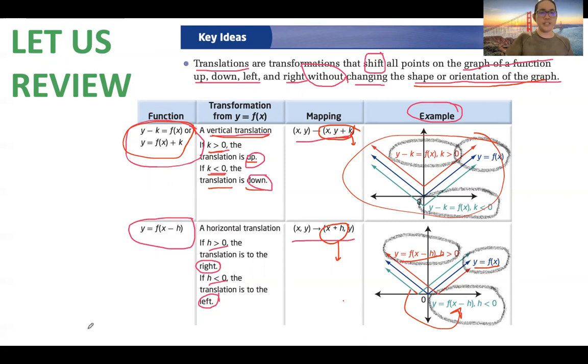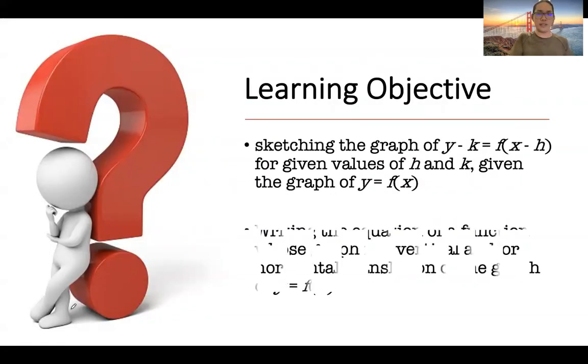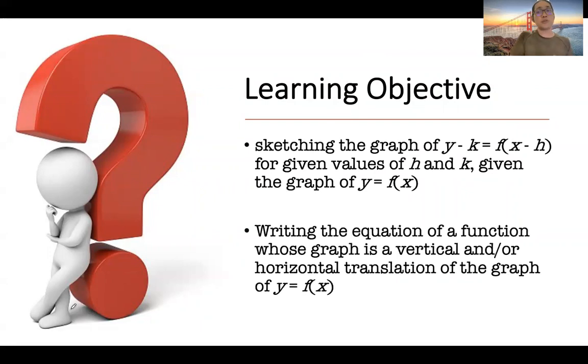So I guess we can proceed to the next. Yes, we can. Here are the learning objectives for today's lesson. We're going to sketch the graph of y minus k equals f of x minus h for given values of h and k, given the graph of y equals f of x. Aside from that, we're going to write the equation of a function. This is the main focus here: writing the equation of a function whose graph is a vertical and or horizontal translation of the graph of y equals f of x. I hope we are guided about this one.